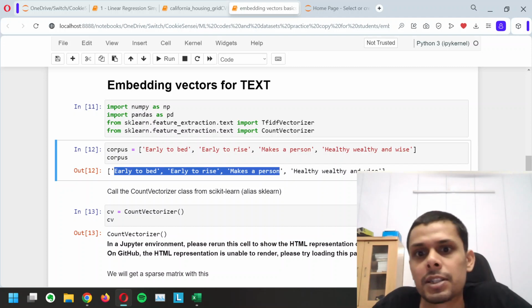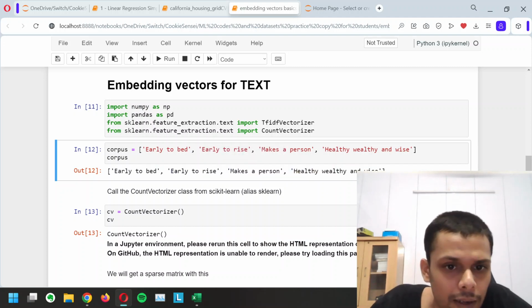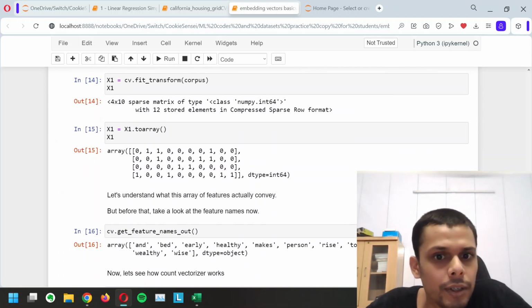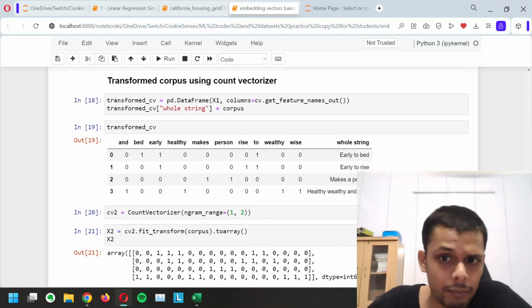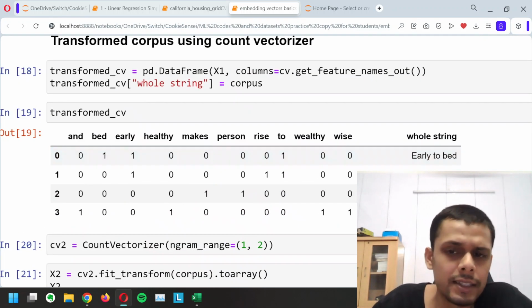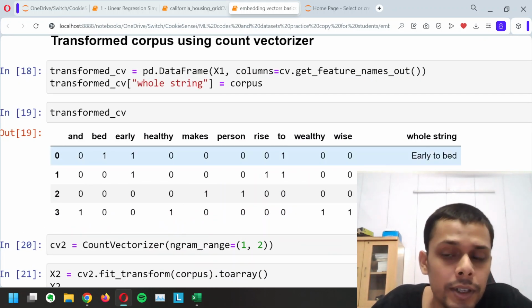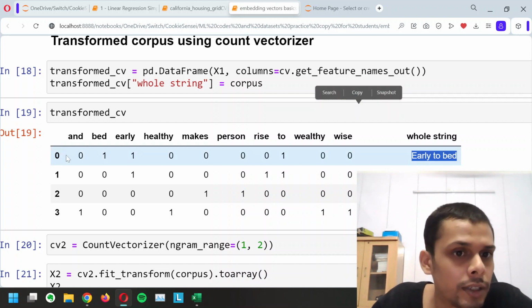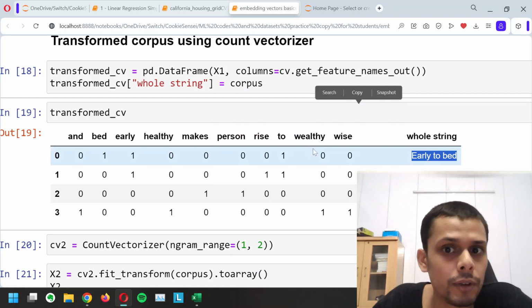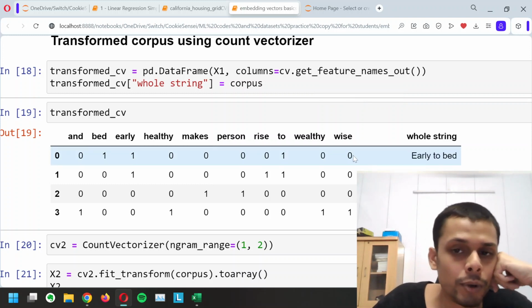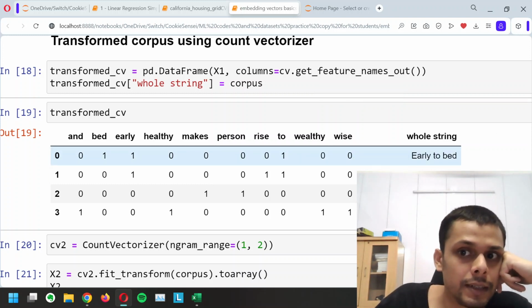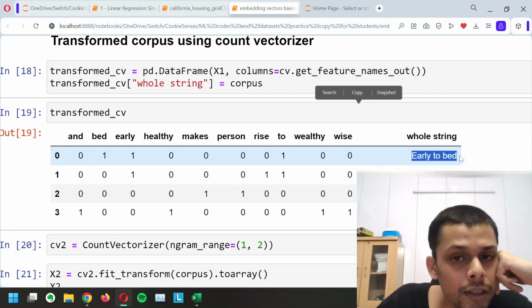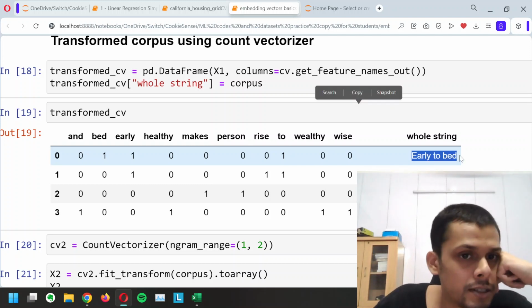Early to bed, early to rise makes a person healthy, wealthy, wise. Right? Now, I'm not going to go into the details of how I did it, but take a look at this. Essentially, what I've done over here is I've converted the string of "early to bed" into a vector of 01100001000.